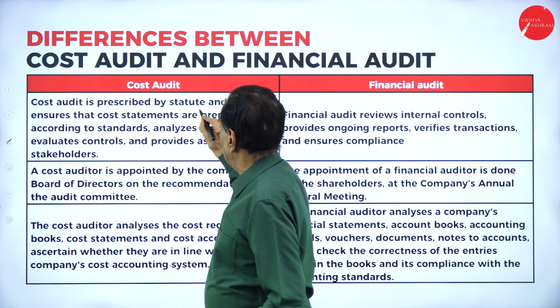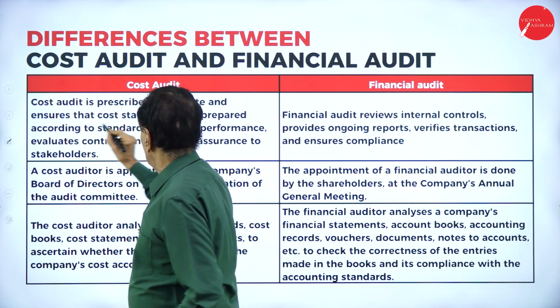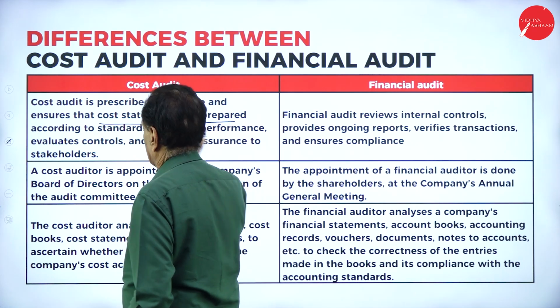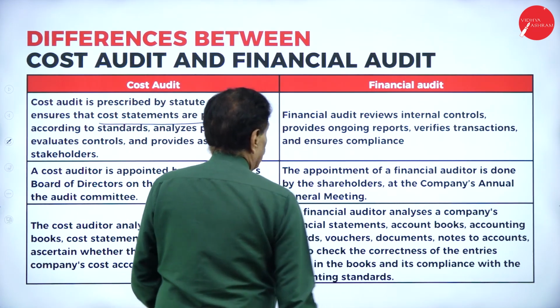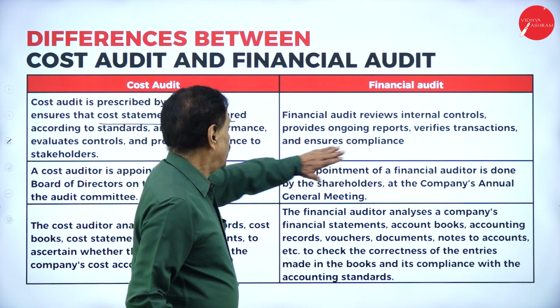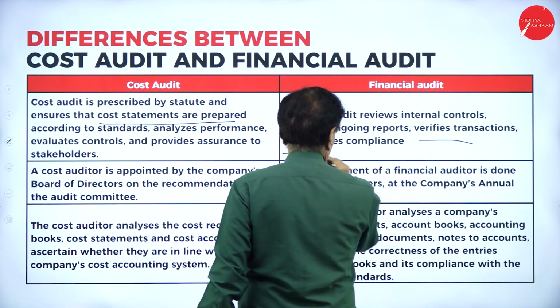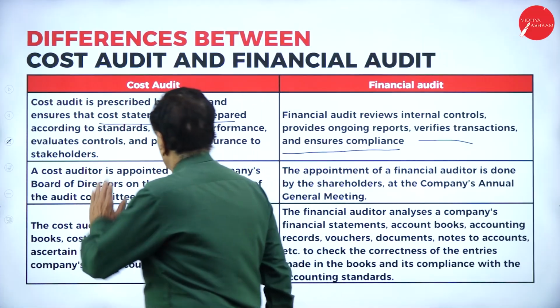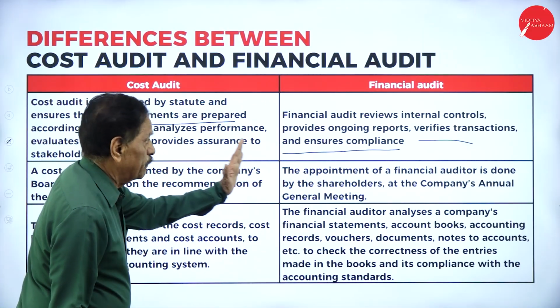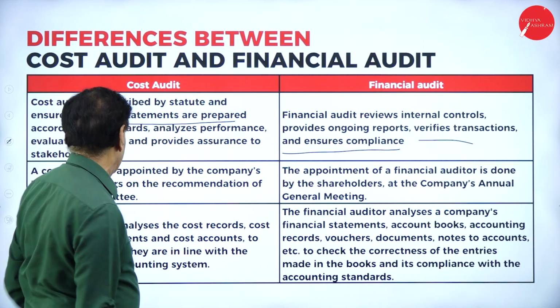Cost audit is prescribed by the statute and ensures that cost statements are prepared according to standard. Financial audit, with internal control, provides an ongoing report, verifying the transactions and ensuring compliance. So cost audit is based on the cost statement, whereas financial audit is based on the financial statement.